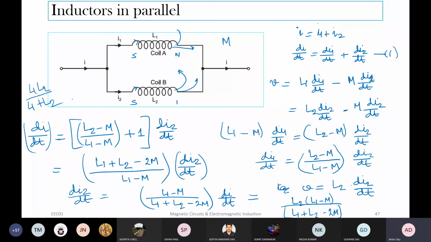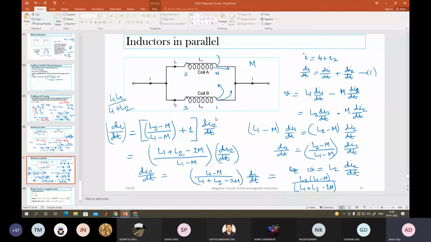So with this, I'll close today's class, and from the next class onwards, we'll try to find out the transient whenever we have an inductance, and what happens whenever we have capacitance and resistance together. For the switching, what kind of transient we'll expect.